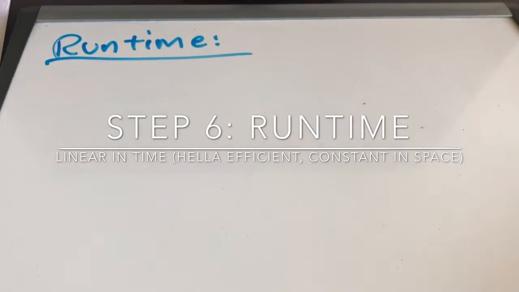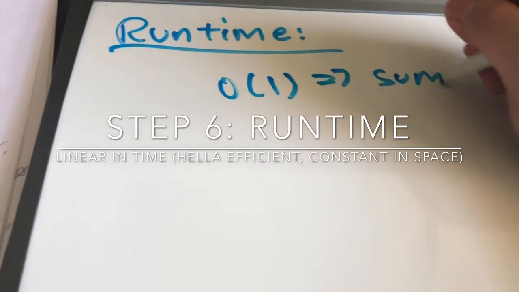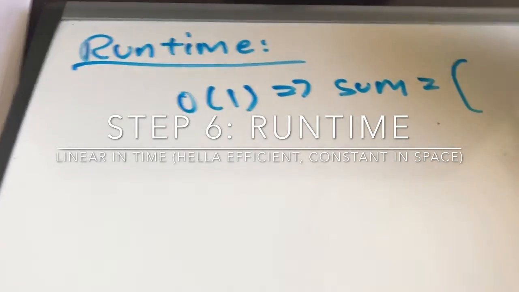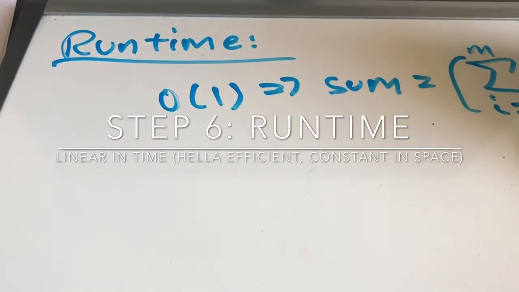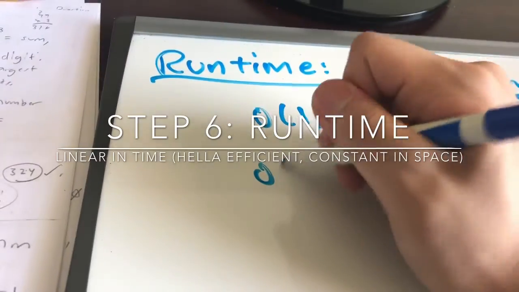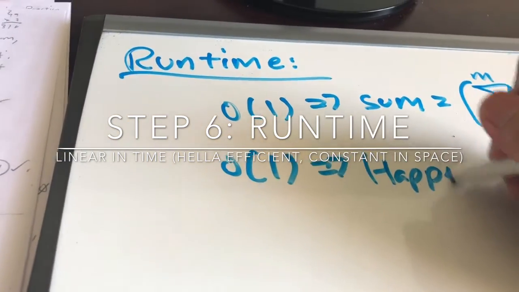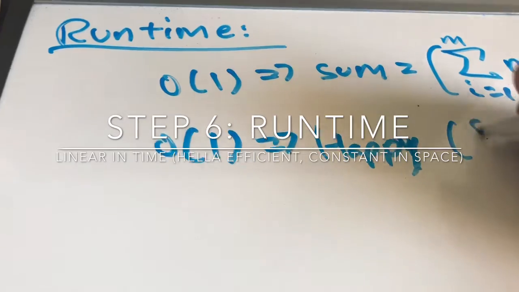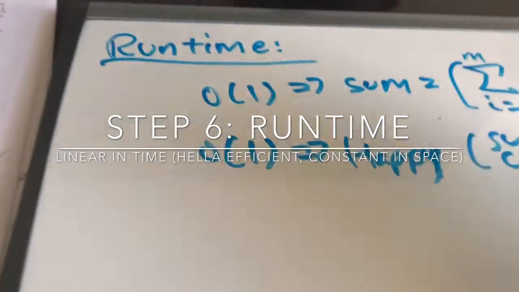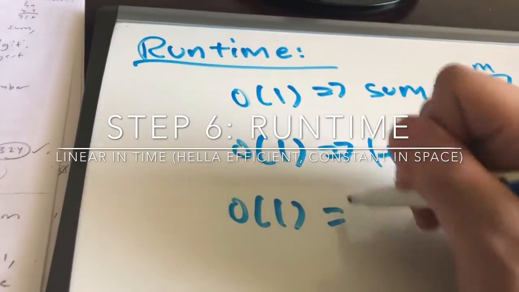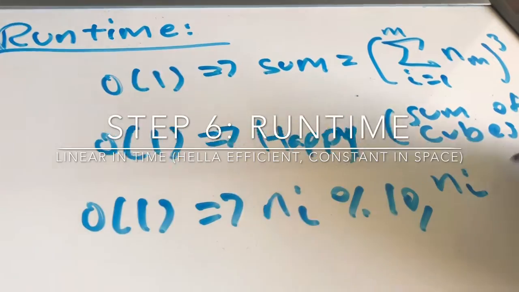So for runtime, you have the following. You have O of 1 to calculate the sum, you know by now what the formula is, up to m, the sum of each digit cubed. You have O(1) again to calculate if the number is happy or not. That's basically just the sum of cubes. Then you have O(1) again, so you can see how repetitive this is, for the ni mod 10 and the ni divide by 10.